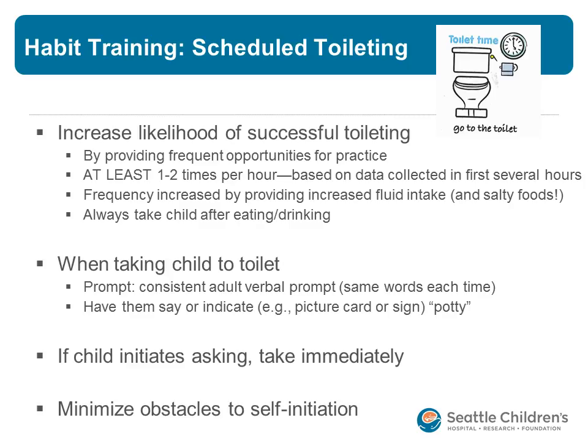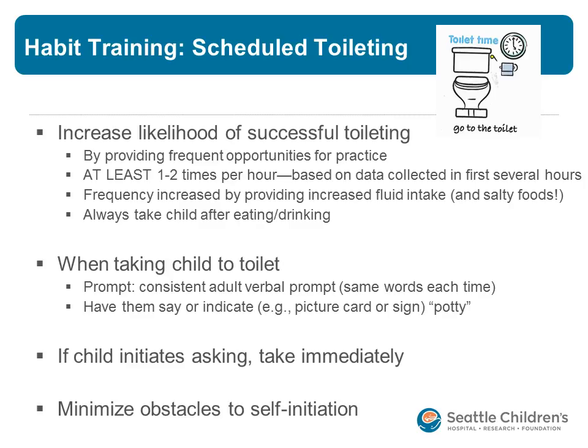So the first one is scheduled toileting. We want to increase the likelihood of successful voiding in the toilet. So the way to do that is to provide frequent opportunities for practice, frequent opportunities for going to the toilet. While you're doing habit training, remember, we're going to be giving the child as much fluid as possible. We want to be pushing fluids constantly throughout this process. And so the child is probably going to have to go to the bathroom pretty often. So we want to take them to the toilet at least 1 to 2 times per hour.